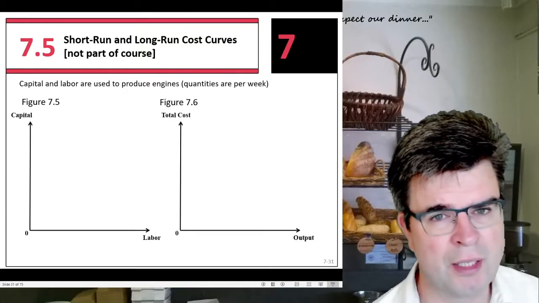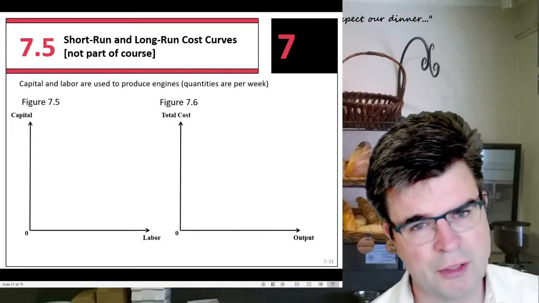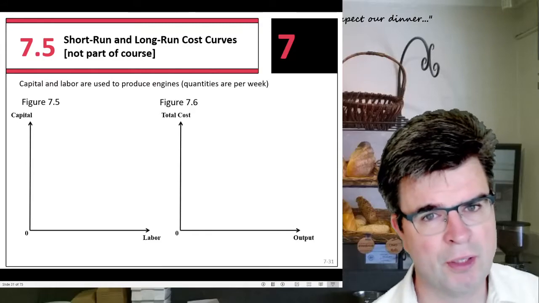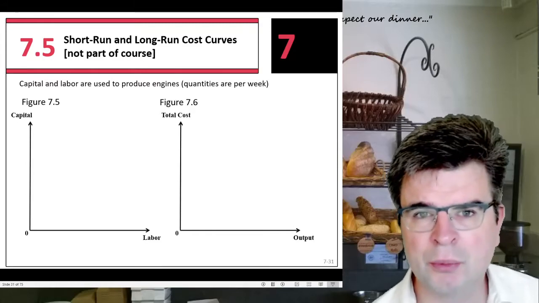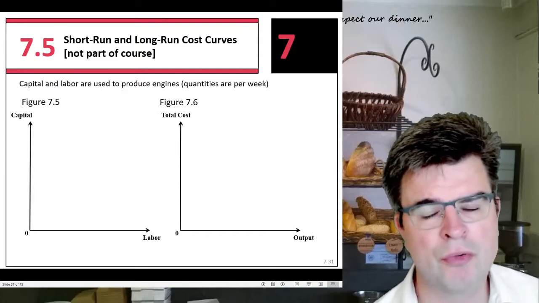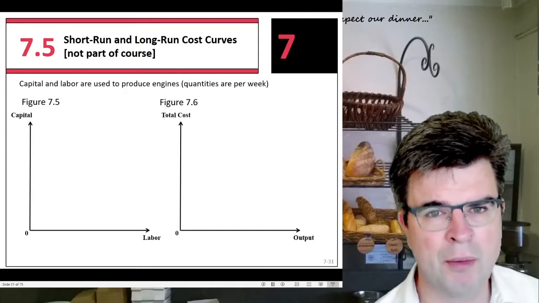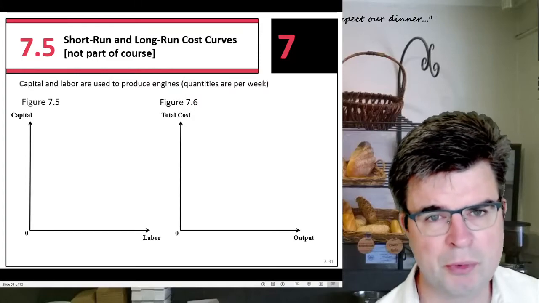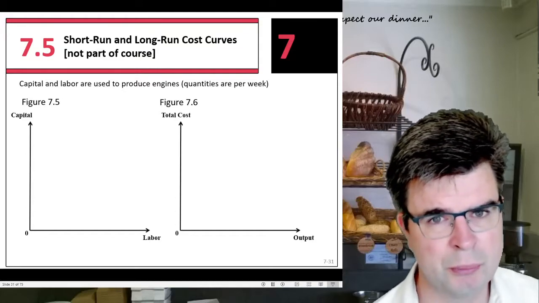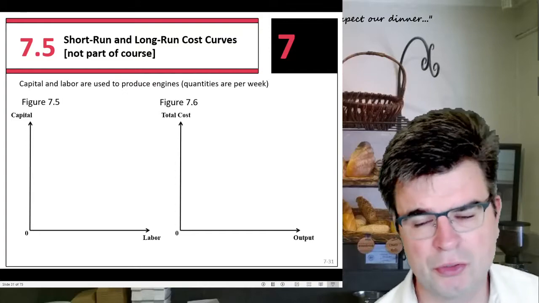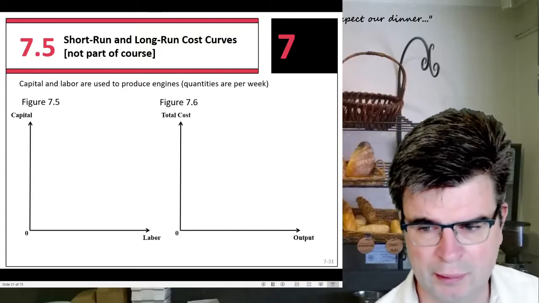Just like indifference curves give you the consumption bundles that allow you to attain a given utility level, isoquants are combinations of capital and labor that allow a firm to produce a given amount of output. So here we look at a firm that produces engines, and it uses two production factors in order to produce engines. These two production factors are capital and labor.